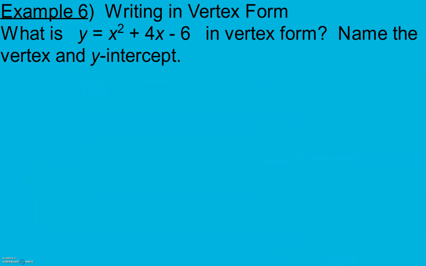In example 6, we're writing in vertex form. So here we start off with the standard form quadratic, and we want to put it into vertex form. We did this in section 4.2 using the negative b over 2a, but now we're going to do it by completing the square. So the first thing I'm going to do is still try and get it to be x squared plus bx. Okay, so I'm going to take and add that 6 to the other side.